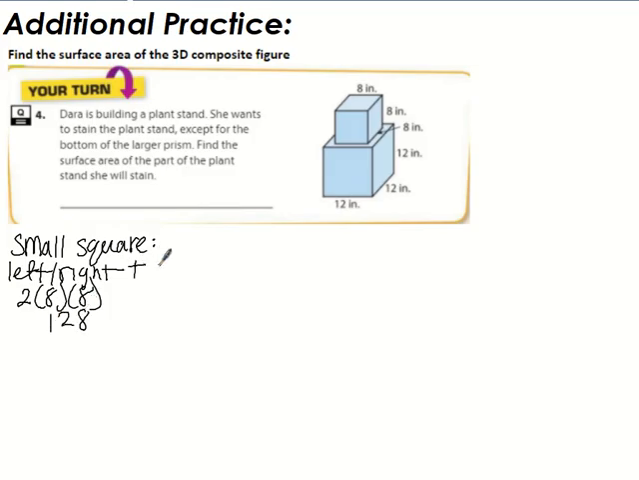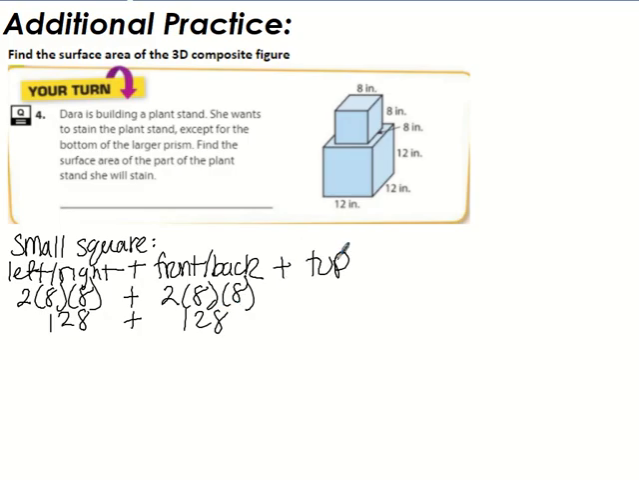So then we're going to add that to, let's do the front and the back. What's really nice is the same thing, 2 times 8 times 8, because it's a square, so 128. Now this is where it's going to change. We're going to actually just add the top, because the bottom is not going to get stained. So we're just going to do 8 times 8 here, and it gets 64. So now we're going to add them all together, and the small square is 320 feet squared.